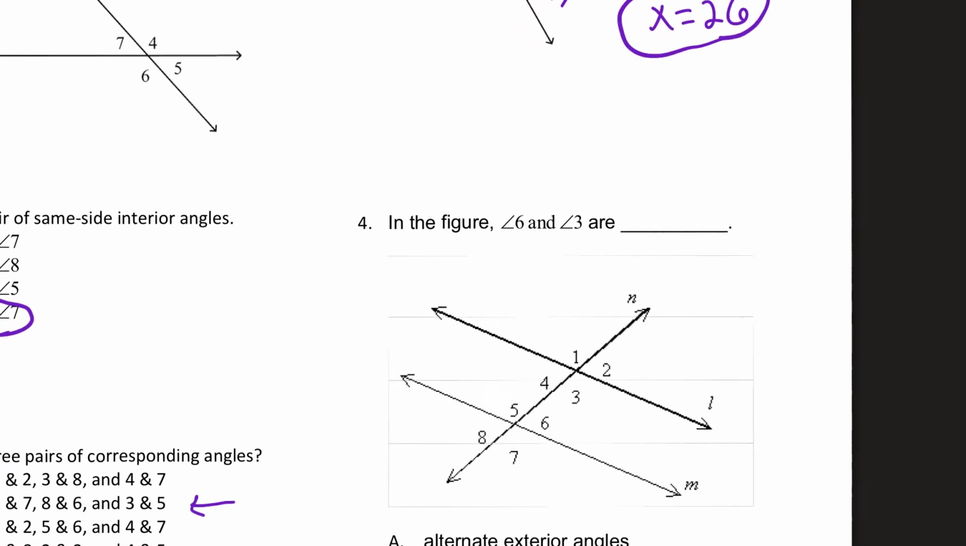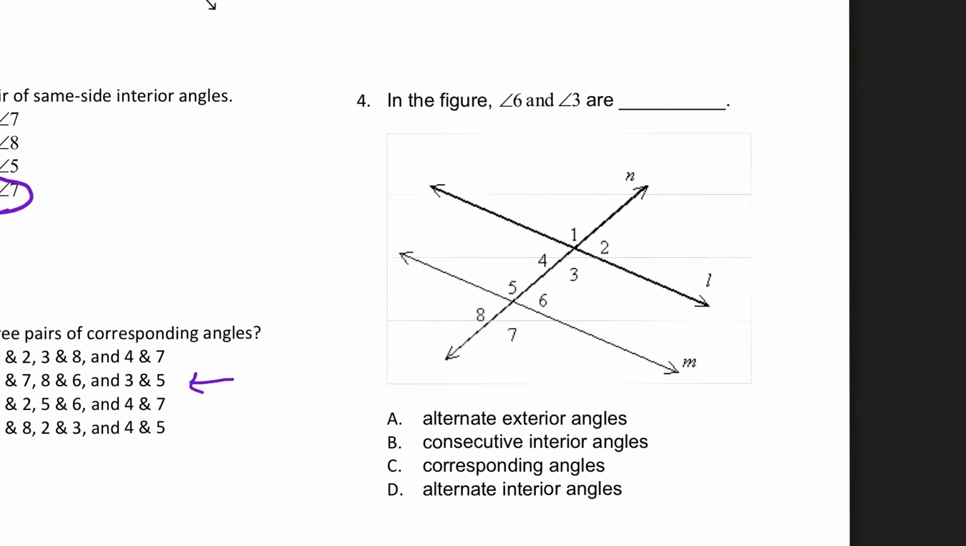Okay, moving on. In the figure, angle 6 and angle 3 are, okay, 6 is here. 3 is here. They are consecutive interior, or you could say same side interior. Consecutive because they come one right after the other, and also meaning on the same side of the transversal, and interior meaning between the two parallel lines, or they actually don't have to be parallel, but between the two lines that the transversal cuts through. So those are consecutive interior angles.